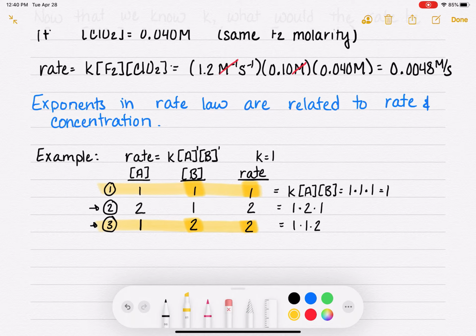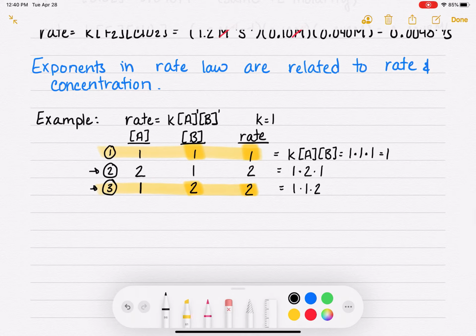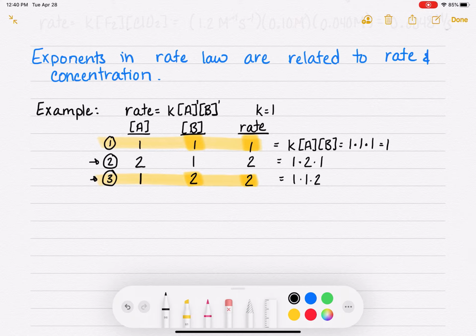Look at that. This is actually really simple. So if you feel like maybe you're missing something because it seems really easy, you're not. You're not missing anything. This is just nice and easy. Let's try to make it a little bit harder. So let's look at a more complicated rate law.